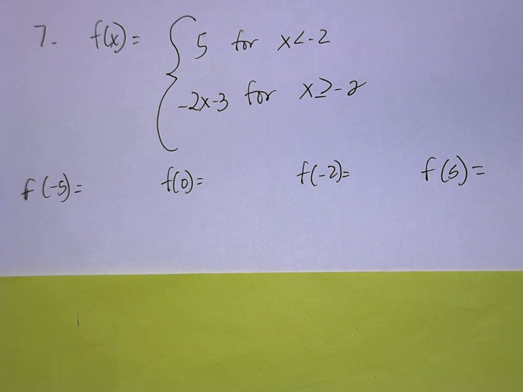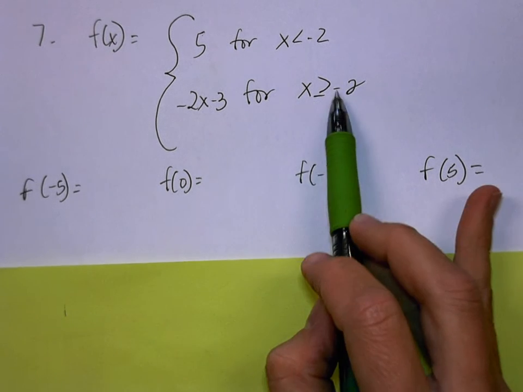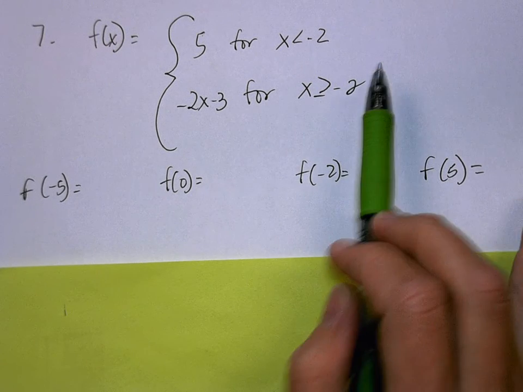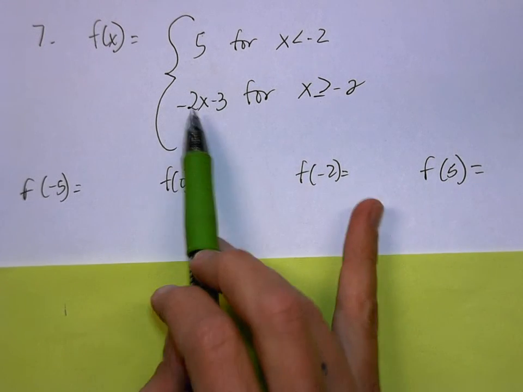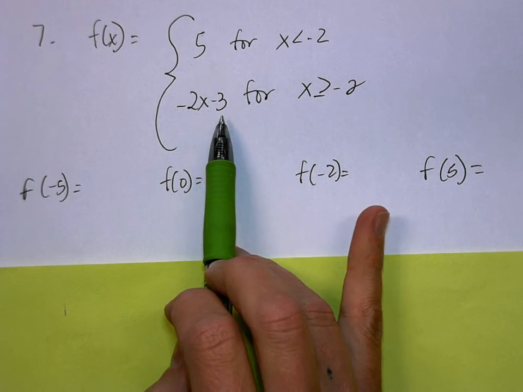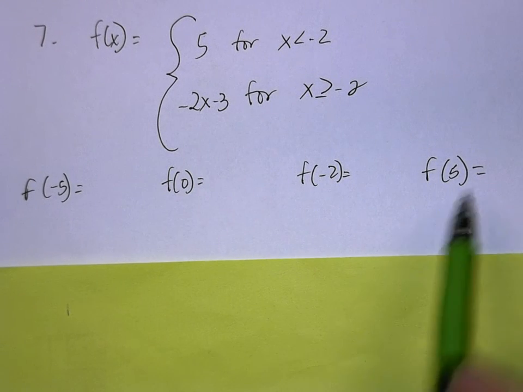Okay, so this answer was 1. Do you see how this one has the equal sign? So this is where -2 is equal. When we plug in -2, -2 times -2 makes a positive 4. 4 minus 3 is 1. So this is 1. Okay, f of 5.